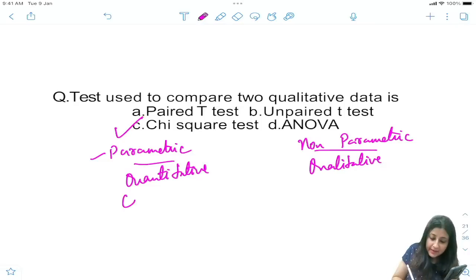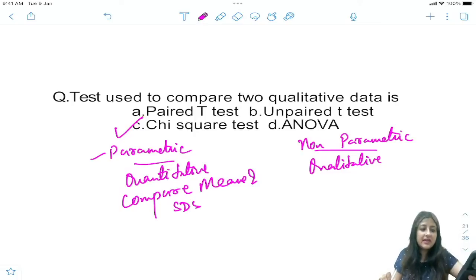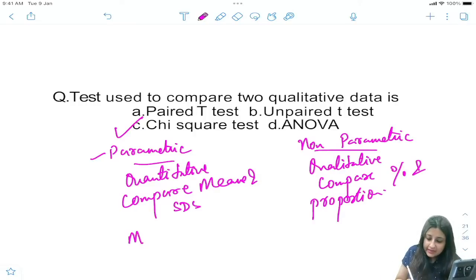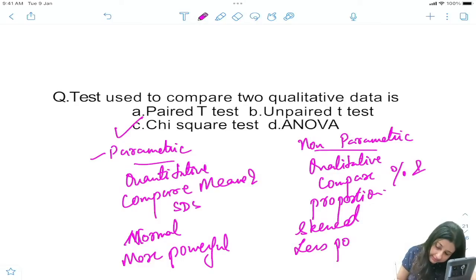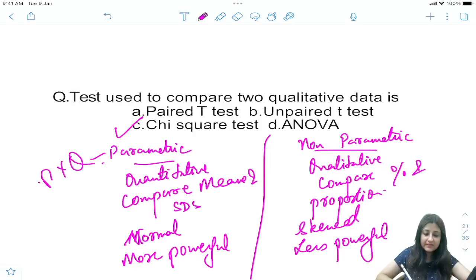In parametric, what are you doing? You compare means and SDs. In non-parametric, what are you doing, everybody? You compare percentage and proportions. Parametric is used for normal distribution, non-parametric for skewed distribution. Parametric is more powerful, everyone. Non-parametric is less powerful. So this difference was also a PYQ once upon a time.